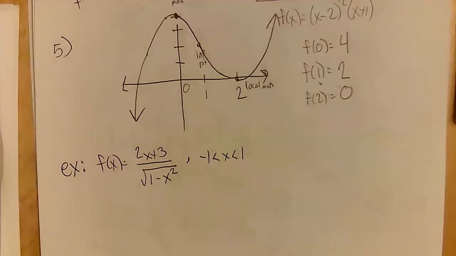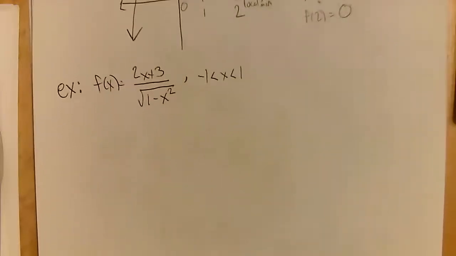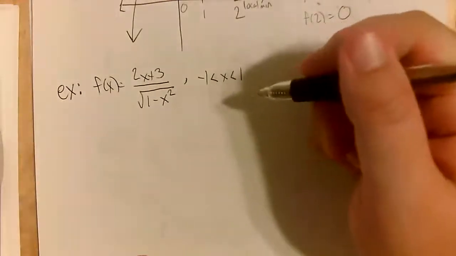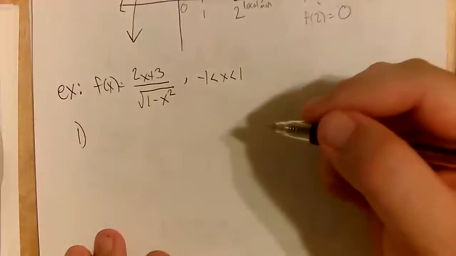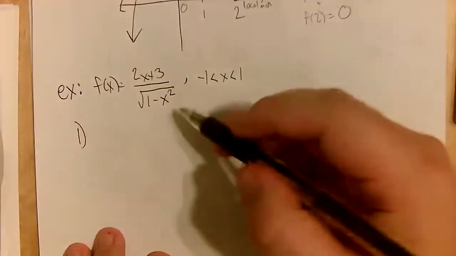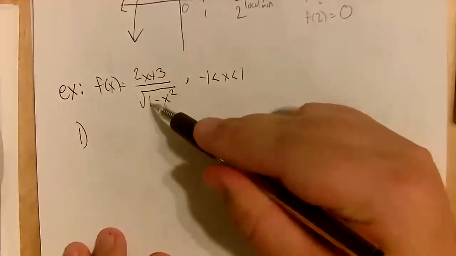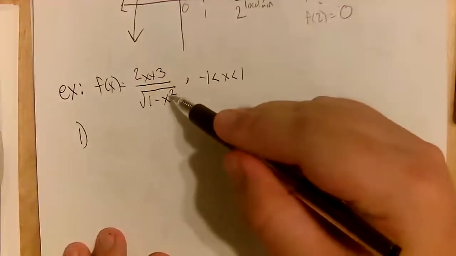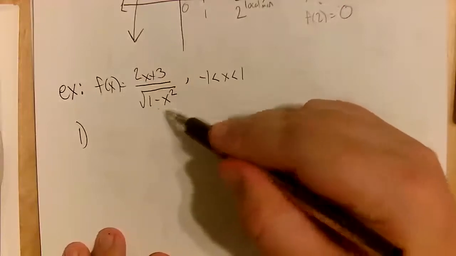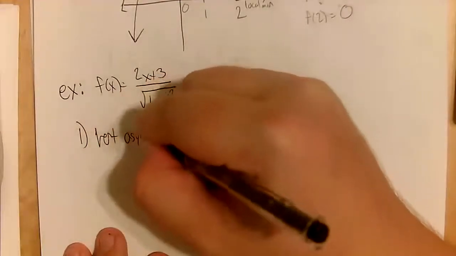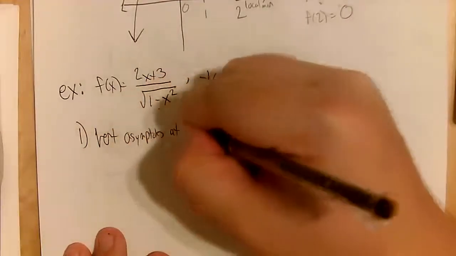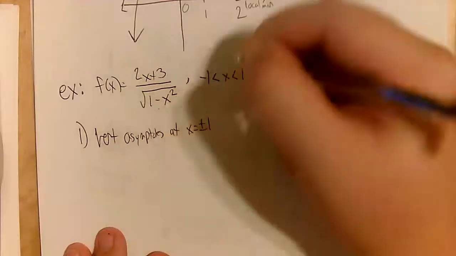So if we ever get any critical points or inflection points that lie outside of that, we're going to ignore those because we can only draw the graph here. All right, so let's go ahead with step 1 here. Let's look for any asymptotes that we're going to have. Well, we could have some asymptotes at plus or minus 1 because that would make the denominator here be 0. So we are going to have vertical asymptotes at x equals plus or minus 1.